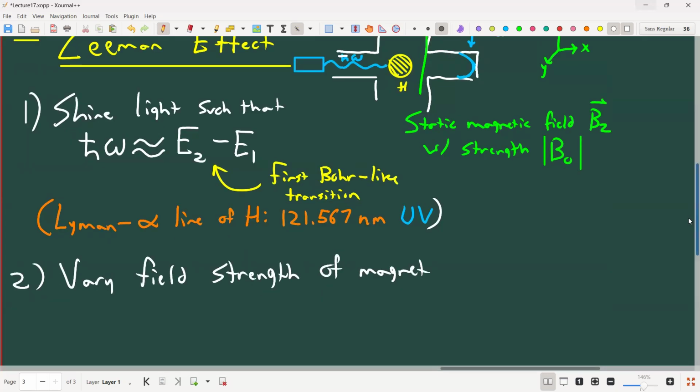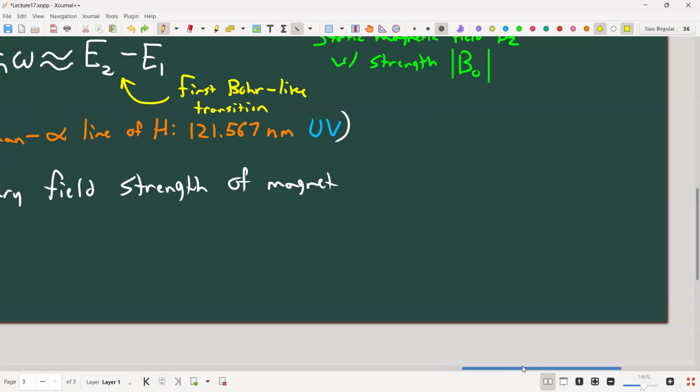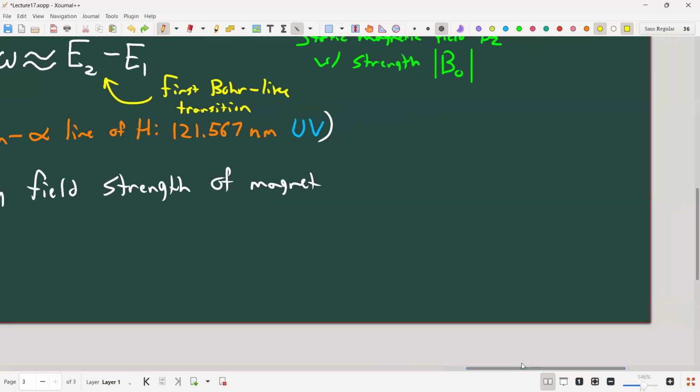Okay, and so I can make a plot now. What I'm going to do is measure the spectrum of the Lyman alpha line as a function of the strength of the magnetic field. And this is what you see. So if I vary B naught here, and I measure the energy of the transition.